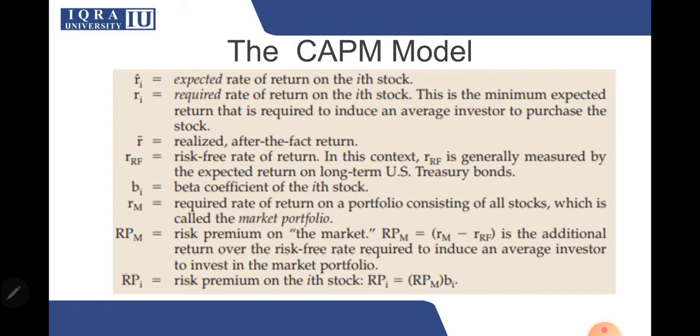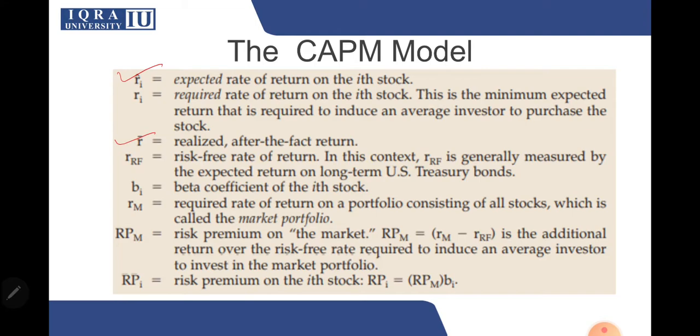You have already studied what expected and realized return are. Expected was when you were dealing with futuristic data, so you're dealing with a future prediction. Whereas realized is your average return, so it is based on historical data, something that has already happened. So it is already realized. Whereas required rate of return is the minimum benchmark, which means that investors need this much return to make an investment.